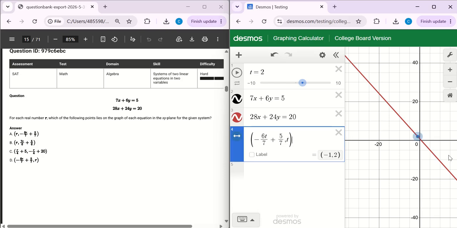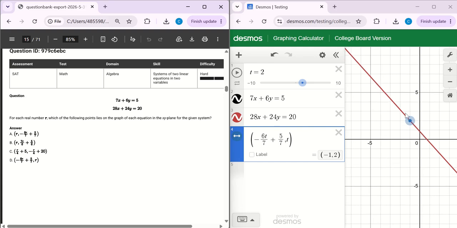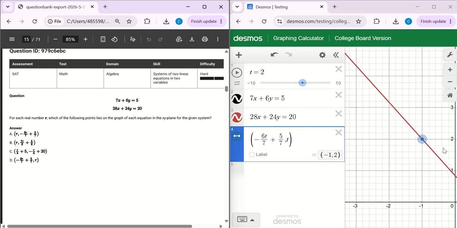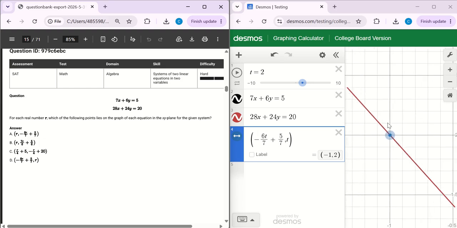And as we can see, answer D lies straight on the point, and since the lines overlap, like are right on top of each other, this point lies on both lines.